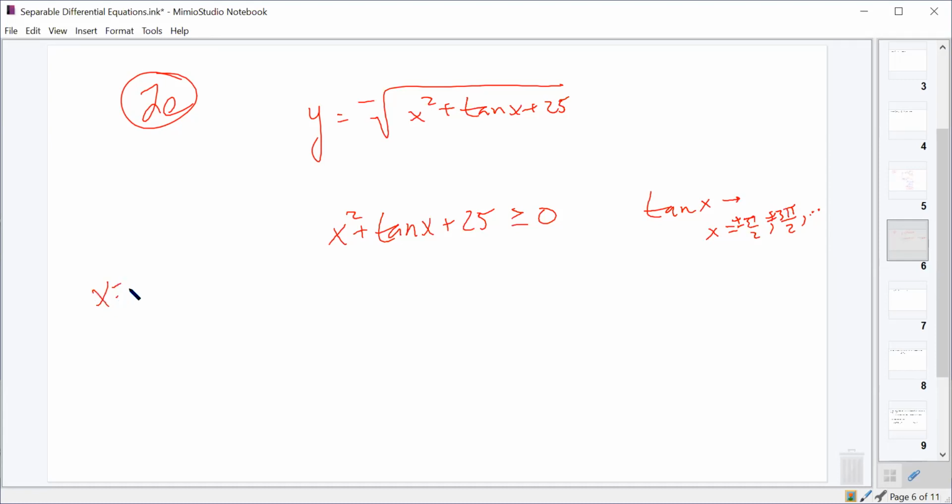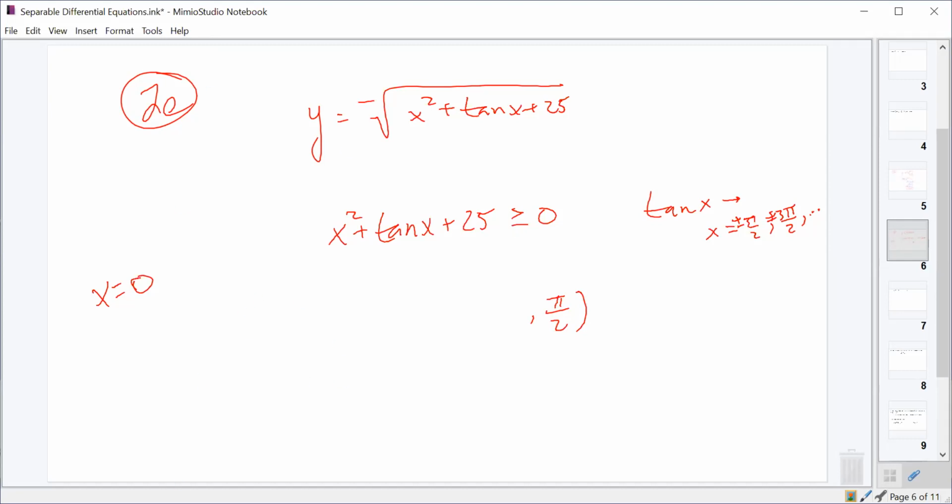And so our initial condition was x equals 0, I believe. And so we know that we're going to be cut off by the first asymptote. So our value here is going to be pi over 2, our first asymptote. That's going to be our ending point of this interval. But we've got to figure out the starting value of it. So we've got to figure out when, less than 0, does x squared plus tangent x plus 25 equal 0.